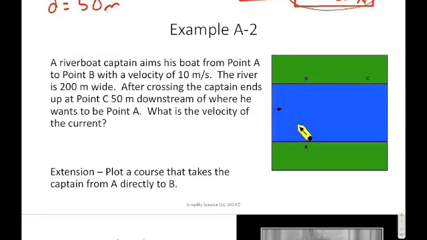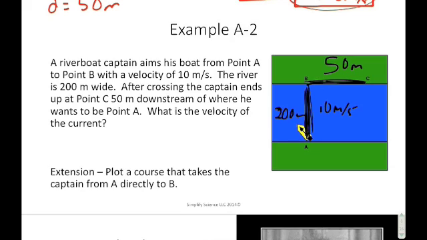Okay, in this next example, it says you have a riverboat captain aims his boat from point A to point B. So he's actually aiming it in this direction right here. Okay, it says the river is 200 meters wide. He does it at 10 meters per second. So this is 10 meters per second, and this is 200 meters wide. Now it says after crossing, the captain ends up at point C, which is 50 meters downstream. So this right here is 50 meters. And I want to know, what is the velocity of the current?